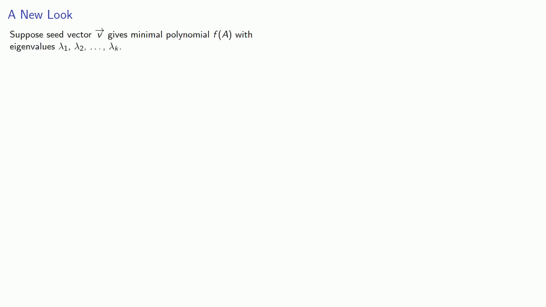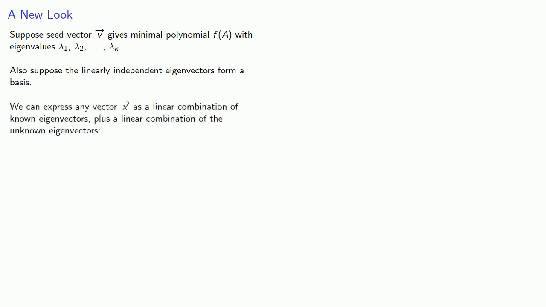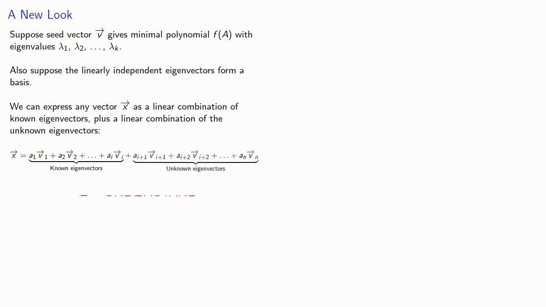Suppose our seed vector v gives us a minimal polynomial f of A with eigenvalues lambda 1, lambda 2, and so on up to lambda k. Also, suppose the linearly independent eigenvectors form a basis. And note that here, by linearly independent eigenvectors, we mean all of the eigenvectors and not just the ones we happen to know about. Now we can express any vector x as a linear combination of the known eigenvectors plus a linear combination of the unknown eigenvectors.